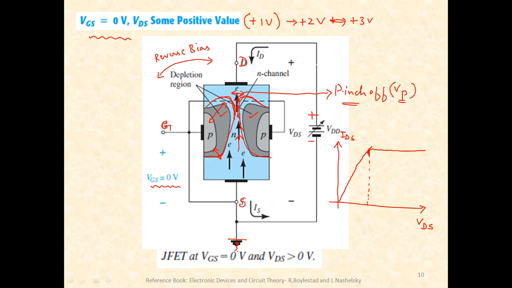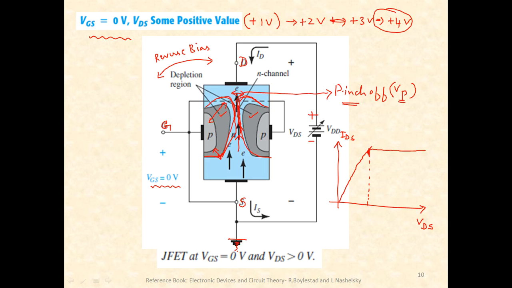Now what if we further increase VDS? If I further increase VDS from plus 3 to plus 4 volts, what will happen? That extra energy has to be reflected somewhere, right? If the depletion regions are not getting touched, then where is that extra energy getting dropped? That extra energy drops at the depletion regions itself, and that extra energy is being reflected as the change in the shape of the depletion region like this.